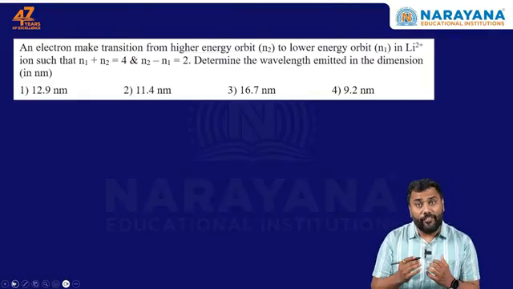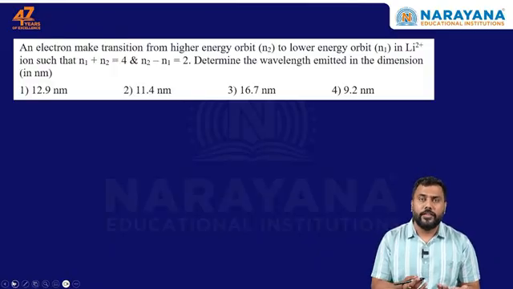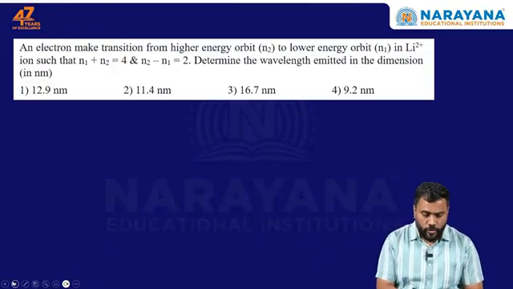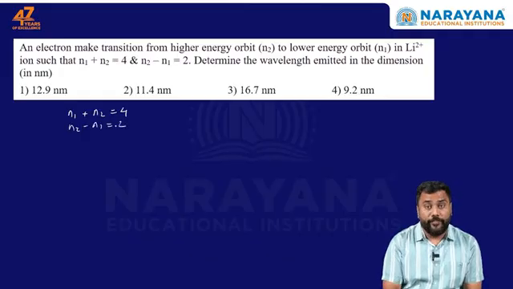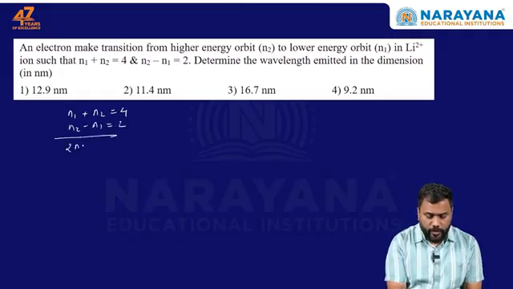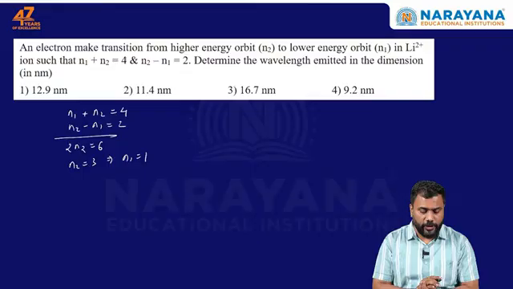To get the wavelength, I will first find out the energy of this transition and then we can use this energy to find out the wavelength of the photon. So first, in order to find the values of n1 and n2, we are going to use the given equations: n1 plus n2 is 4 and n2 minus n1 is 2. If we sum these equations, we get 2 n2 is equal to 6, that means n2 is equal to 3. This will also tell us n1 is 1. So the transition is happening from the third energy level to the first energy level.